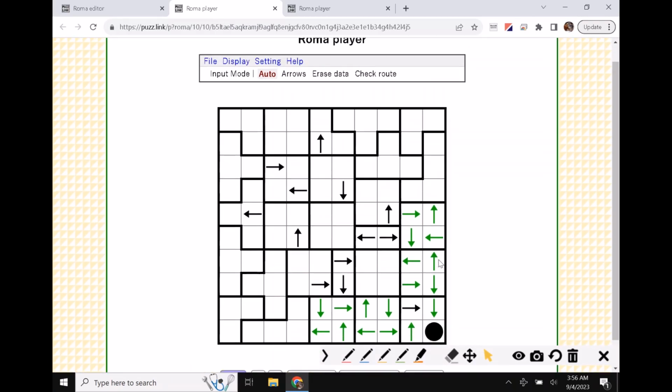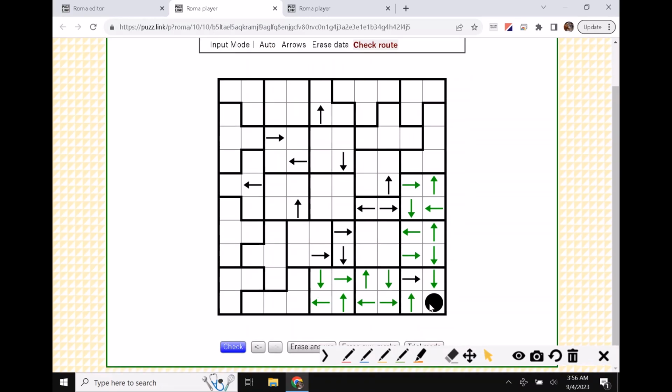Now we can start looking at the path we can take to reach this goal. The check route function in Puzzlink is very helpful for that. So it seems the only two possible entrances we have right now are from this cell and this cell, which means you always have to pass through this cell.